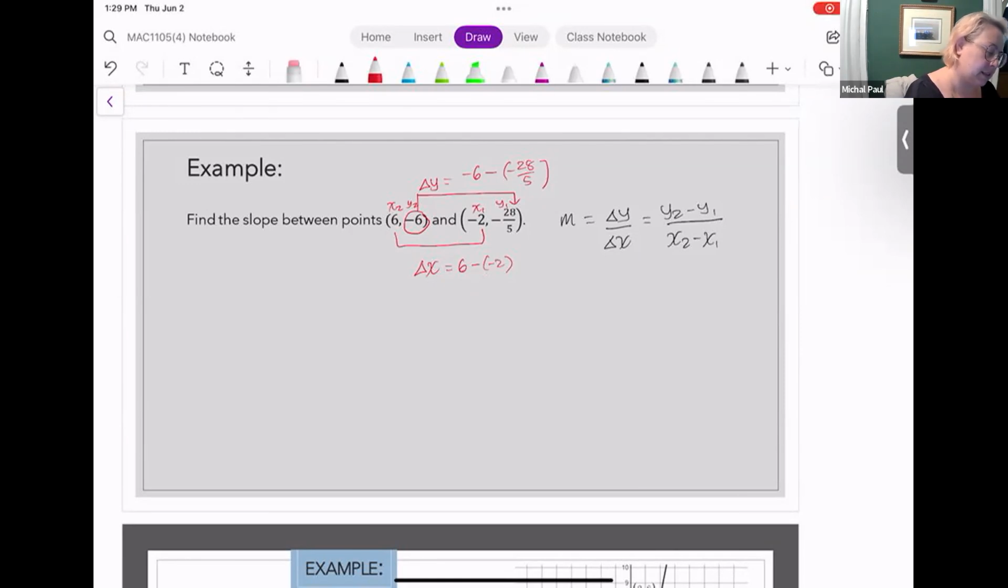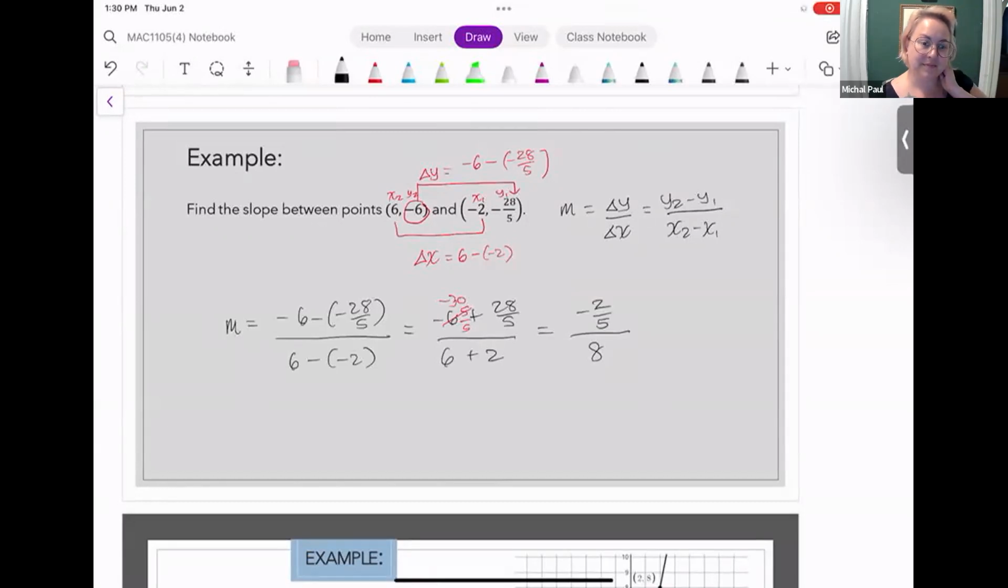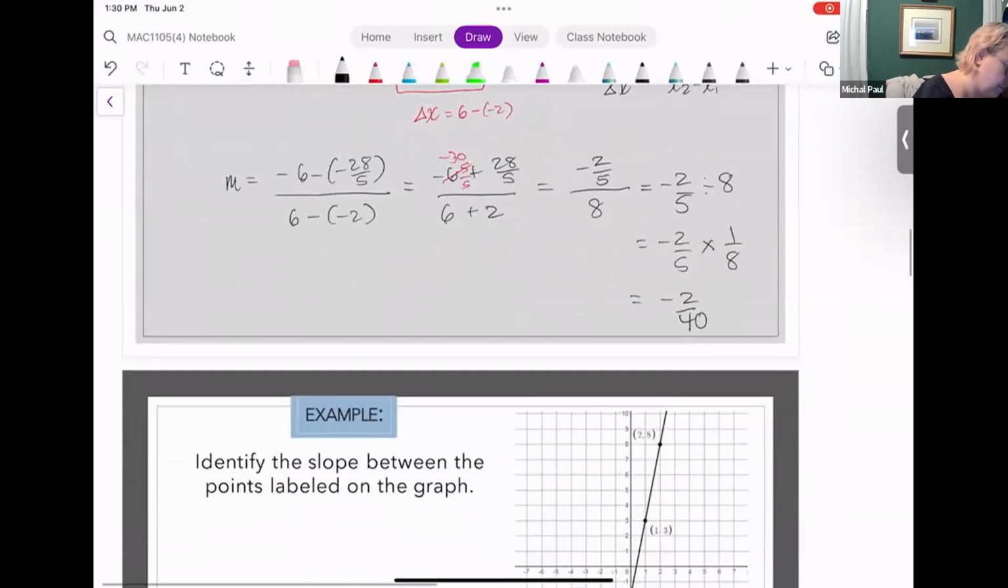All right. So to calculate this slope, I'm going to take these changes in y over change in x. My change in y, I said, was -6 minus -28/5 over 6 minus -2. Subtracting a negative is the same as adding a positive. So this is the same as -6 plus 28/5 over 6 plus 2. On the bottom, that's easy. That's 8. But on the top, I need to find a common denominator. So this is -30 over 5. -30 over 5 plus 28 over 5 is -2 over 5. Last but not least, -2 over 5 divided by 8 is the same as -2 over 5 times 1/8, which gives us -2 over 40, or in simplest form, -1/20.